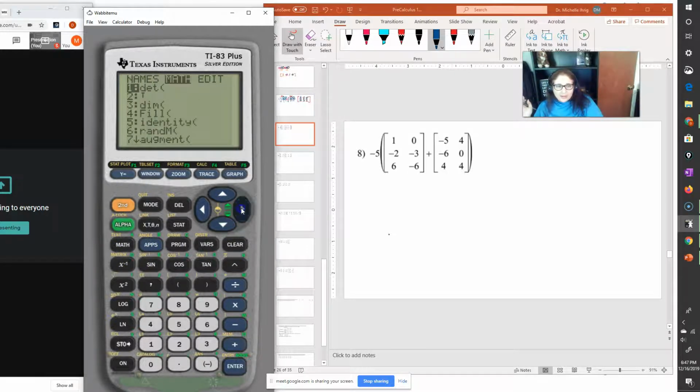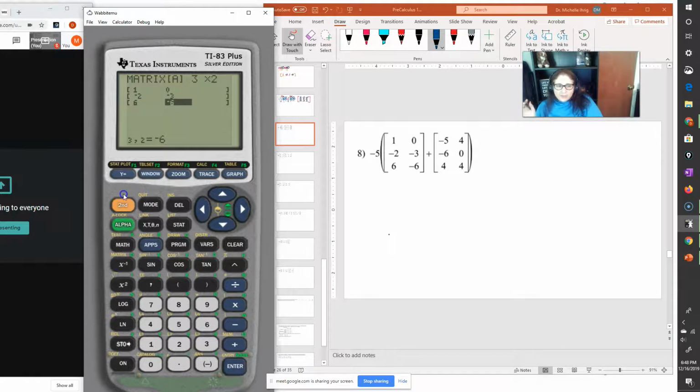So I'm going to go to edit. I'm going to edit the first one. I notice this is 3 rows by 2 columns. So I'm going to change it to a 3 by 2. Then I just type the numbers in. 1, 0, negative 2, negative 3, positive 6, negative 6.